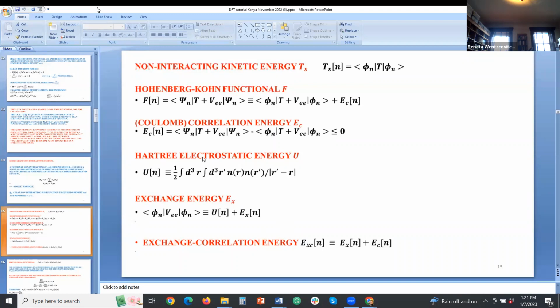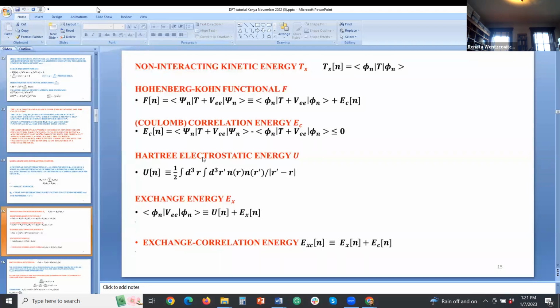We can also define a Hartree electrostatic energy U, which is the classical Coulomb interaction of the electron density with itself. This is a quantity that appears frequently in classical electrostatics, for instance. We simply introduce it here because it contains a lot of the correct physics, but not all of it, and because it's an explicit functional of the density. U is a non-local functional of the density, but it's still a functional of the density that we know.